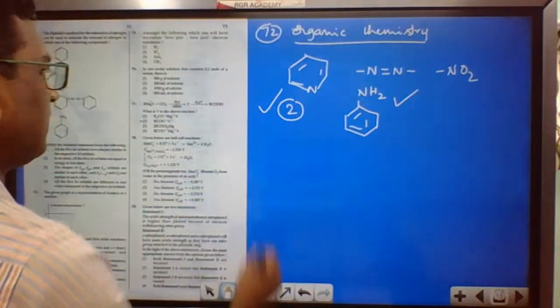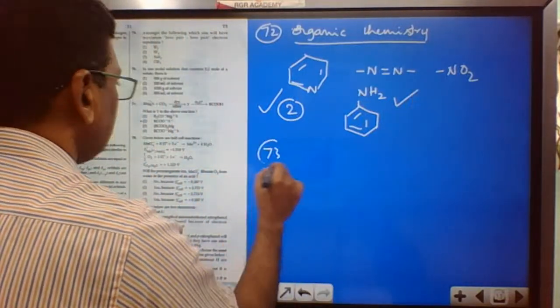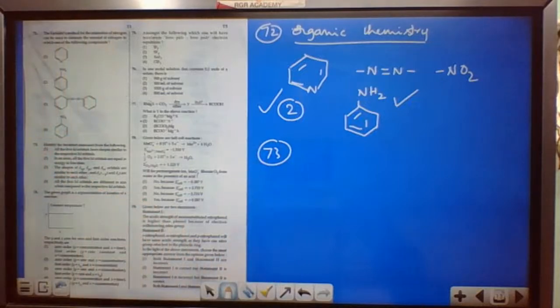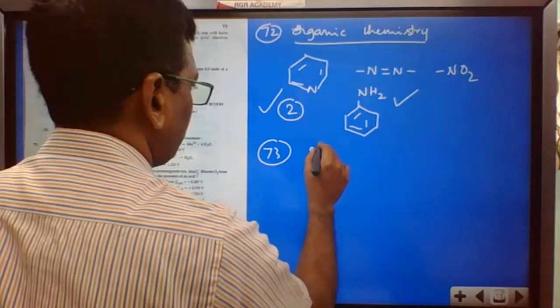Okay. Next, let us move to the next question, 73. It is given from the structure of atom.